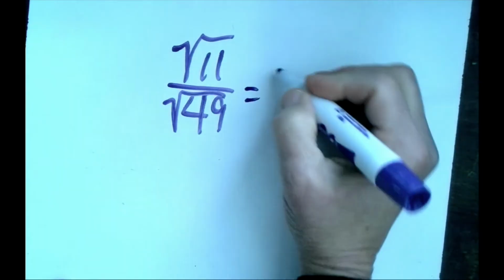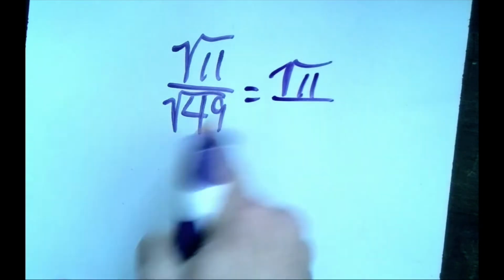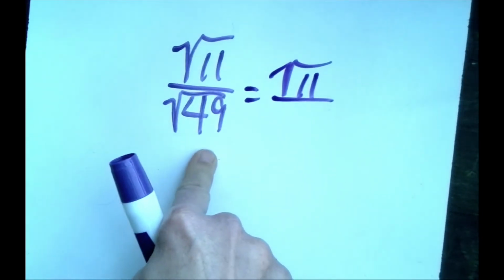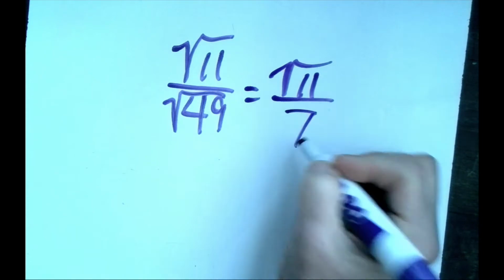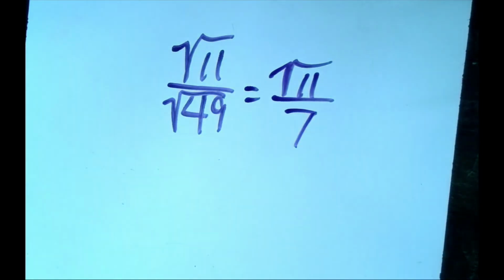So let's say we wanted to simplify the expression the square root of 11 divided by the square root of 49. 11 does not have any perfect square factors, so we would leave it as the square root of 11. However, we can simplify the square root of 49 to 7, and so we would do that. And we would be done simplifying that expression.